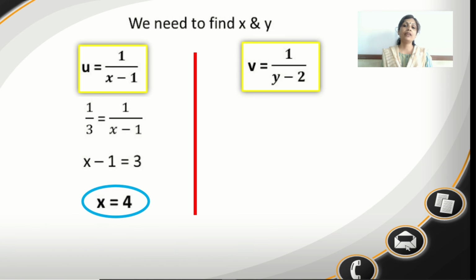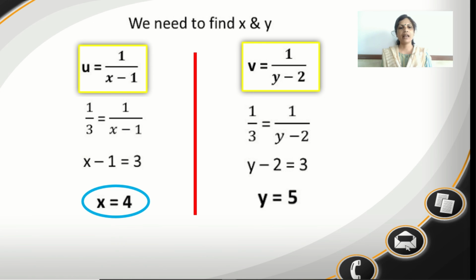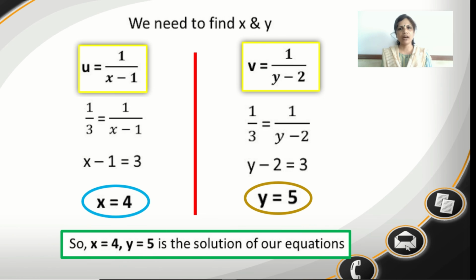Similarly, we have taken v is equal to 1 upon y minus 2. But we got v as 1 by 3. So that is equal to 1 upon y minus 2. So y minus 2 is equal to 3. So we got the value of y as 5. And this is what is our final answer. So x is equal to 4 and y is equal to 5 is the solution of our equations.